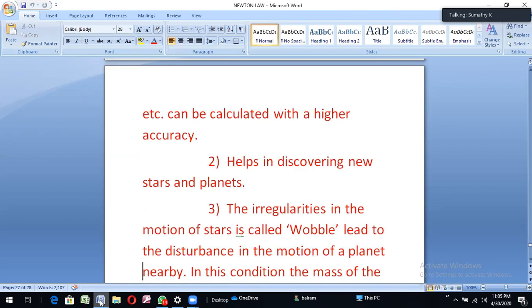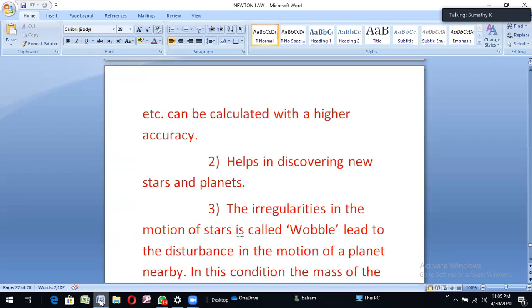They will collide with the planets. That is called the wobble, the effect on the nearby planet. The irregularities in the motion of the stars are called wobble.